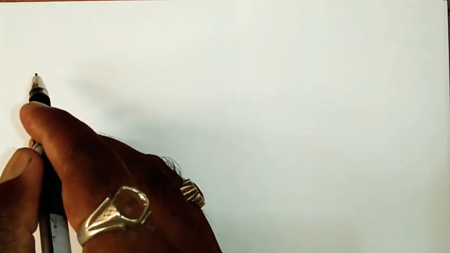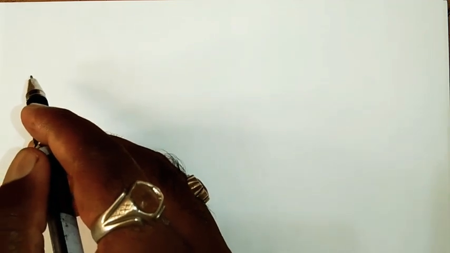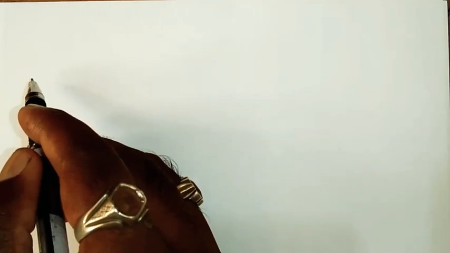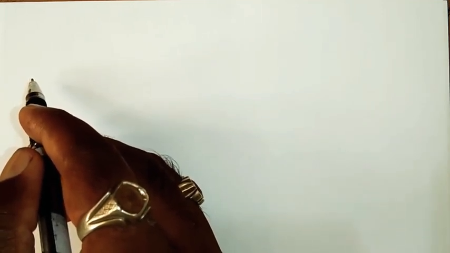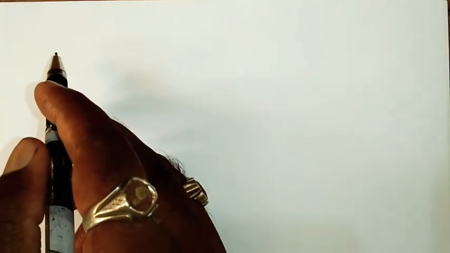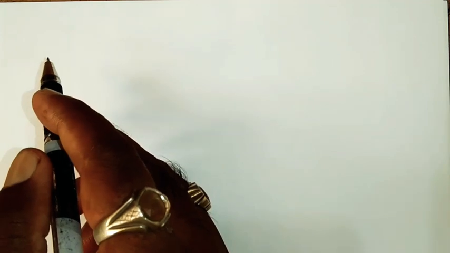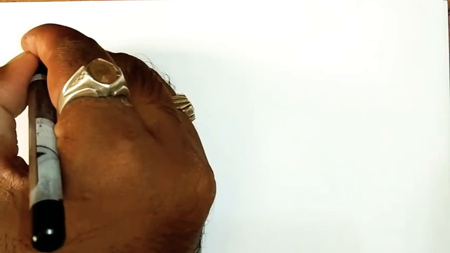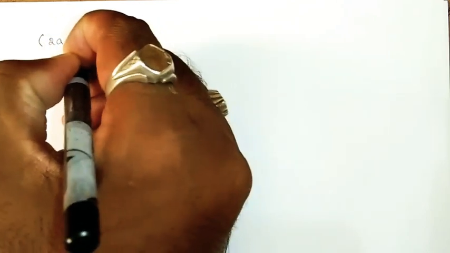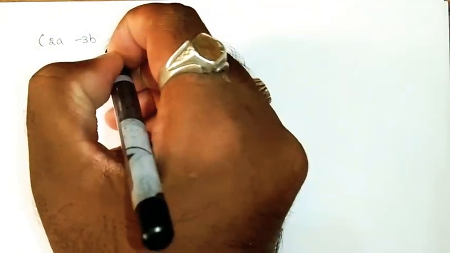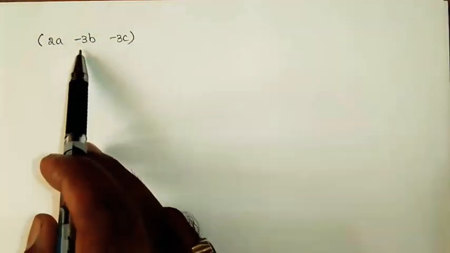Till now, we observed the Weiss indices with only positive sign, but we can have intercepts with the negative sign also. If the Weiss indices have a negative sign, how do we get the Miller indices for that particular Weiss indices with negative intercepts? That we shall see. Let us consider the Weiss indices 2a, minus 3b, minus 3c.